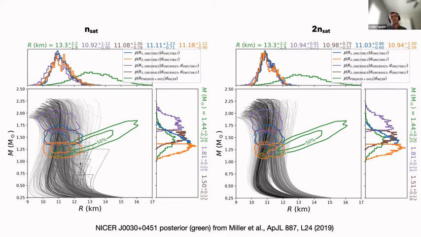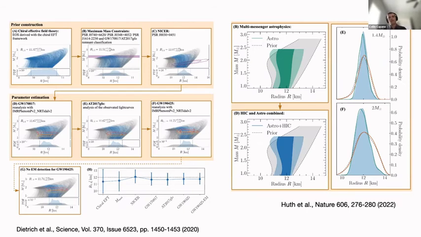There was the second NICER analysis on J0740. That was a higher mass neutron star, but also had a radius of around 12 kilometers. And so the result has been things going more towards 12. And this is sort of a nice summary of how these different analyses are stacked together on the left here.